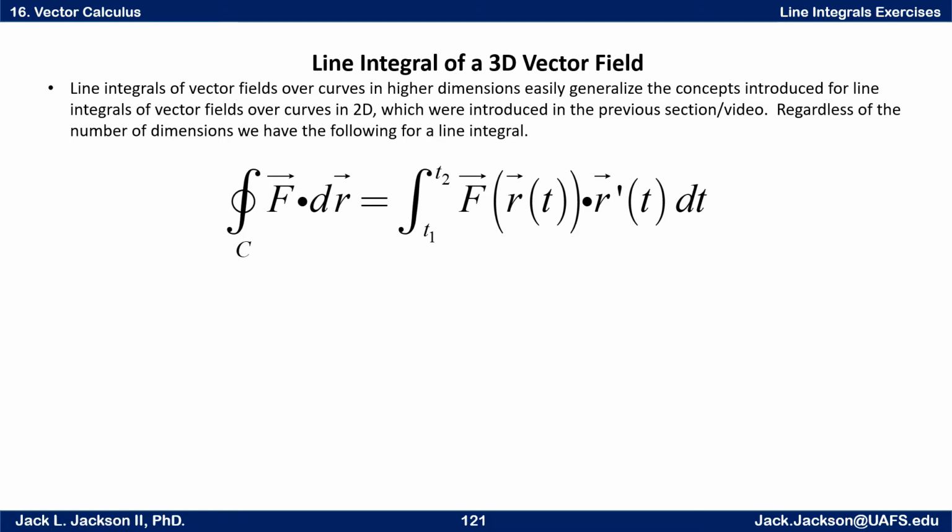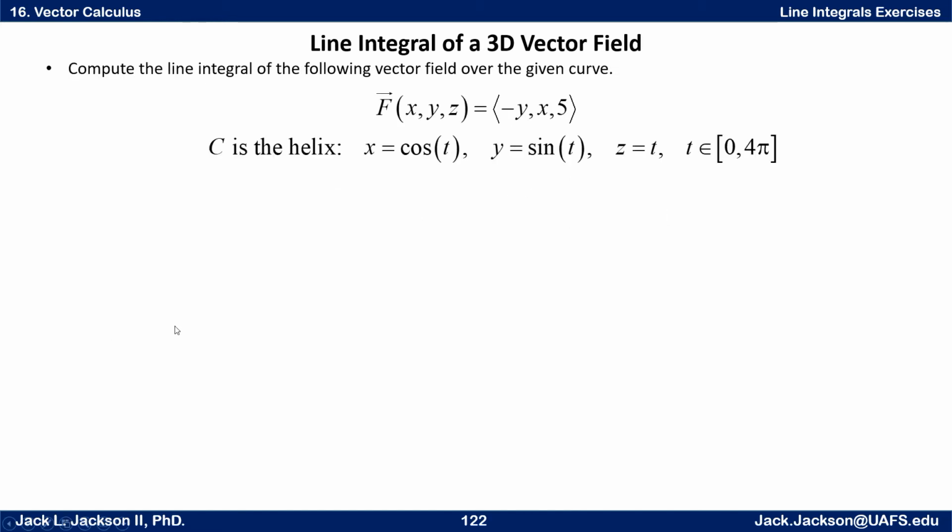So let's do a 3D example now. The function for our vector field is F equals negative y, comma x, comma 5. So it's a 3D vector field. C is going to be a curve in 3 dimensions as well. It's given by the parametric equations x equals cosine of t, y equals sine of t, and z equals t, where t runs from 0 to 4 pi. And let's do the integral of that function F over that curve C as a line integral.